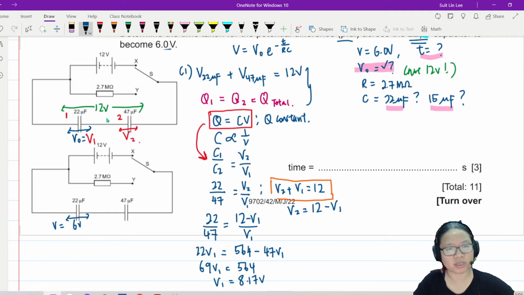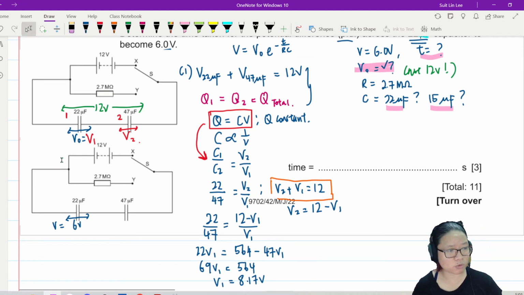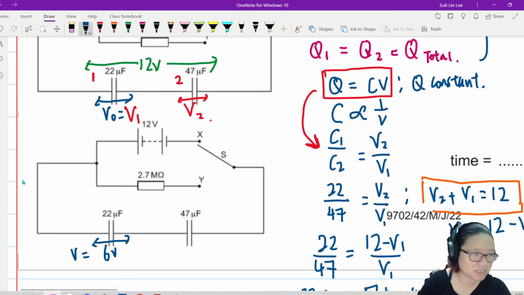We have this one already. So now we need to think about which capacitance we need to use. Are we going to use 22 because the question is asking about 22, or are we going to use 15? Okay, so to answer this question, I'm going to zoom into the circuit a bit and explain what is going on during the discharging process.